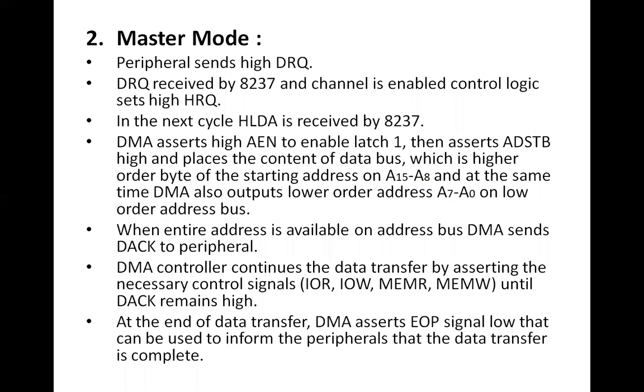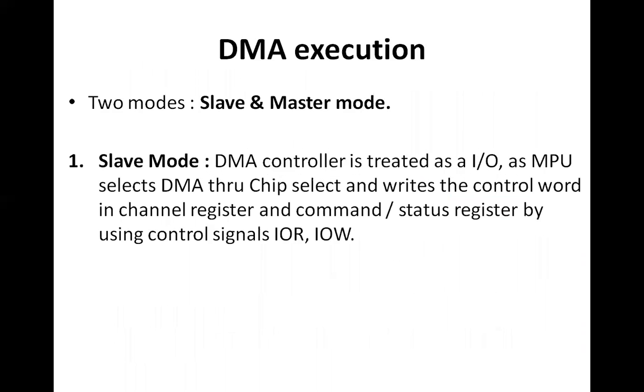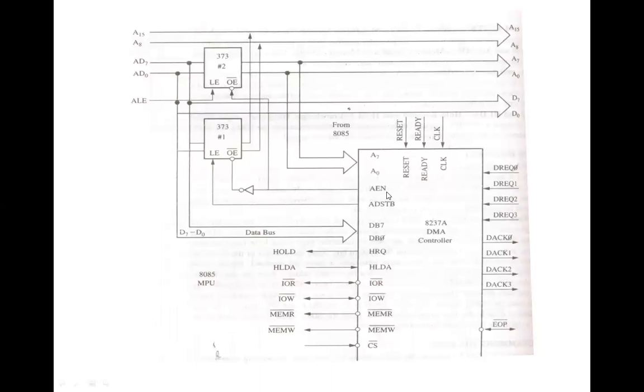Now this high address enable signal, AEN, whenever it is asserted by the 8237, is going to disable the latch, which is the second latch, because the latch can be enabled only when the signal is low. But the 8237 has sent a high AEN signal, which makes this latch, that is 373 number 2, disable.